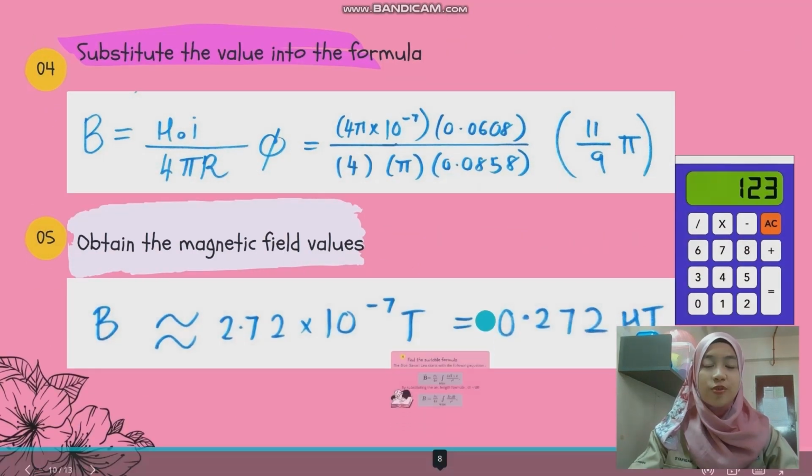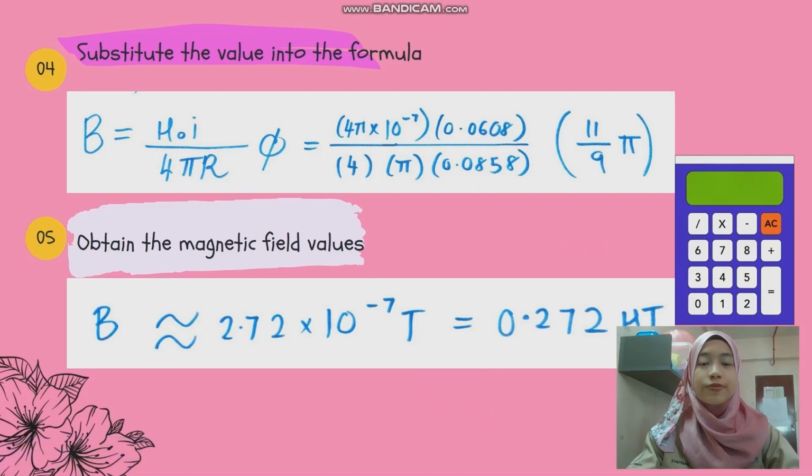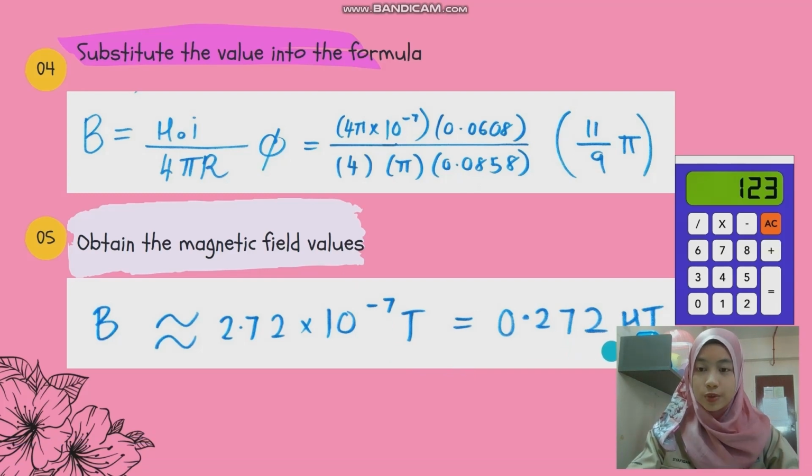After we have the formula, we need to substitute all the values into the formula. And then we obtain the magnetic field value at the center of the circular arc as 0.272 microtesla. Tesla is the unit.